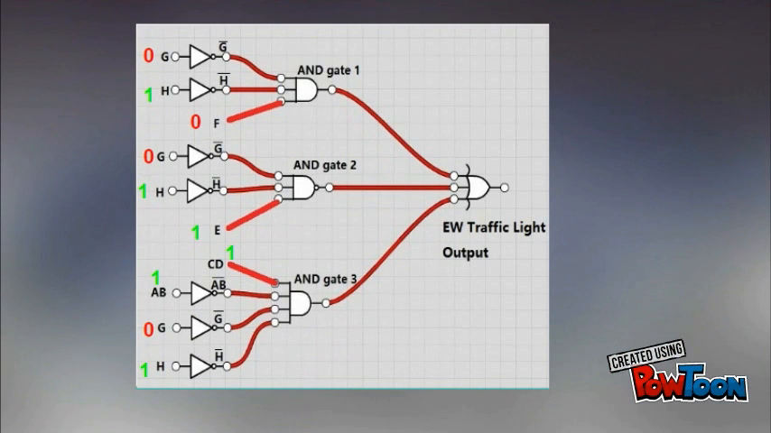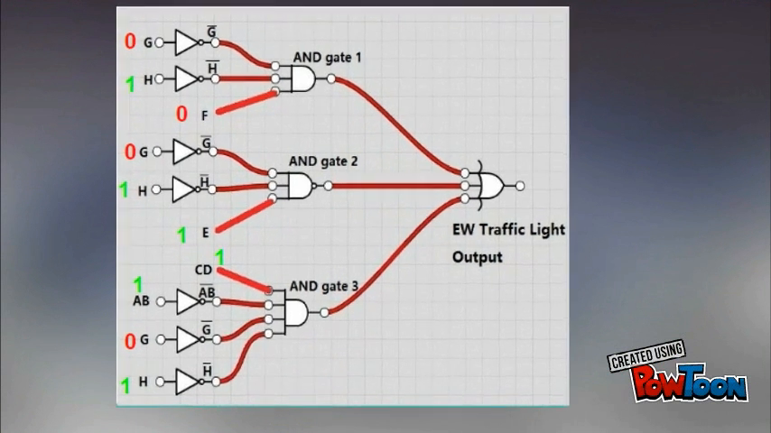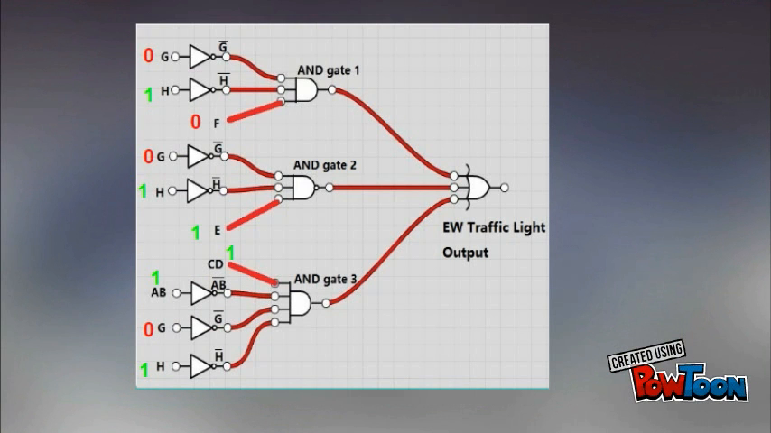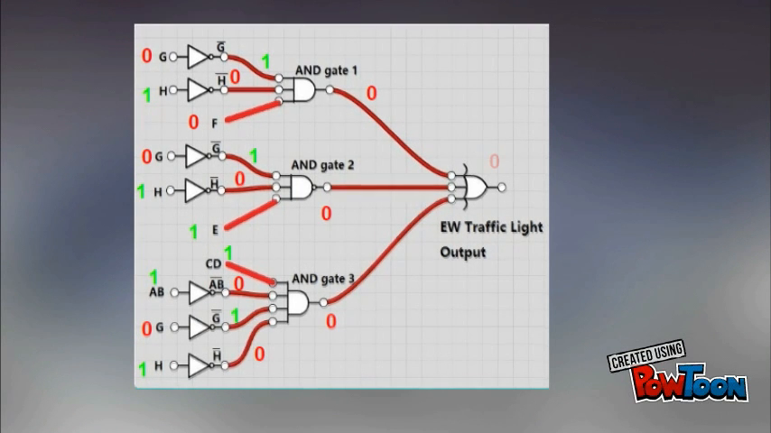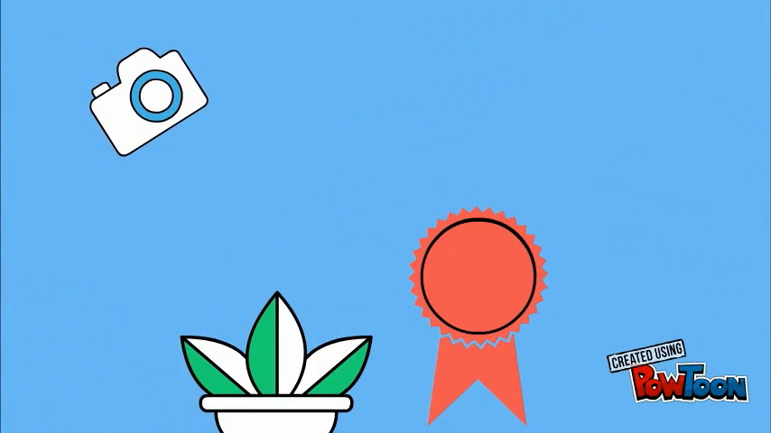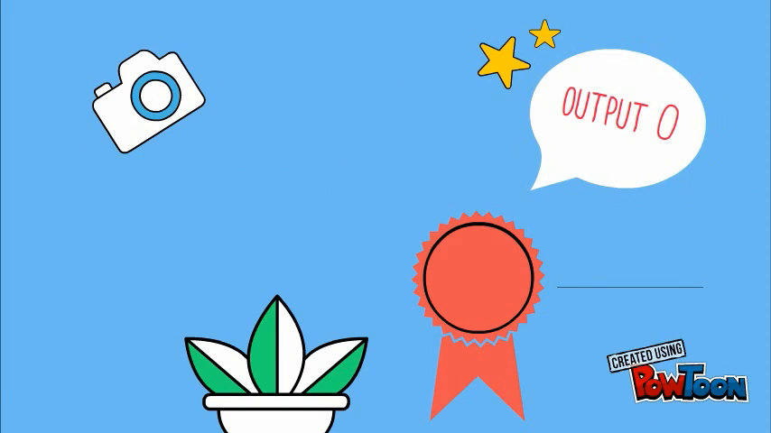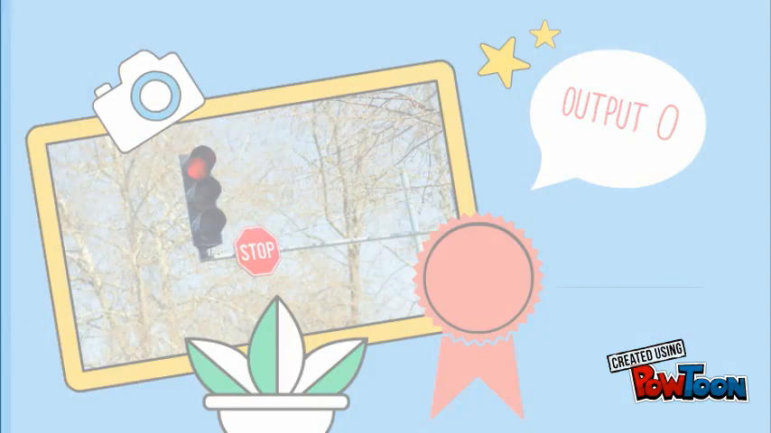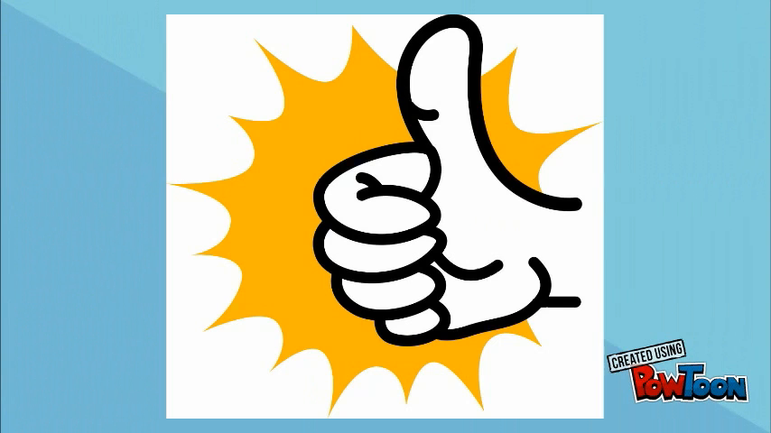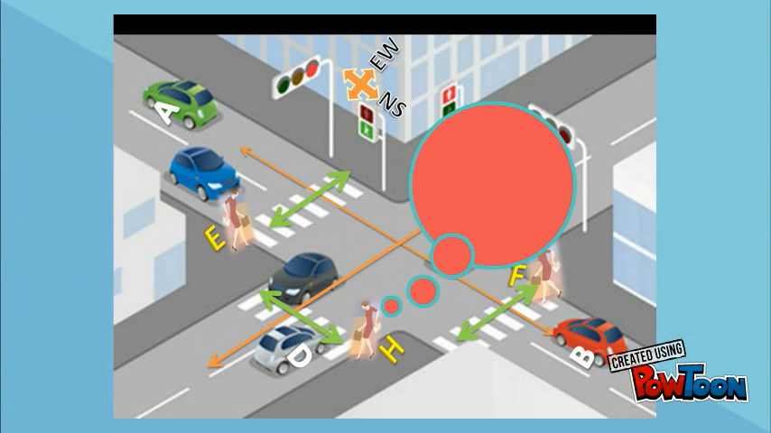So we'll consider the east-west traffic light output, and these are the initial inputs for this output. Now, please watch as you see how the inputs add up to the final output. Since the final output is 0, this translates into a red traffic light. This shows that our circuit is working well, as there are pedestrians waiting to cross H, and therefore the EW traffic light must be red.